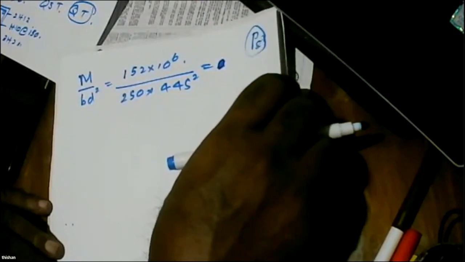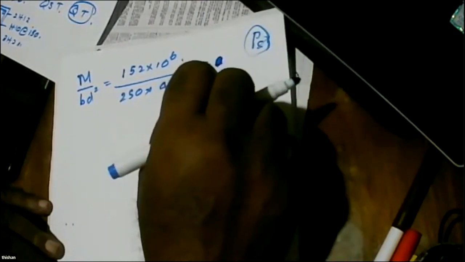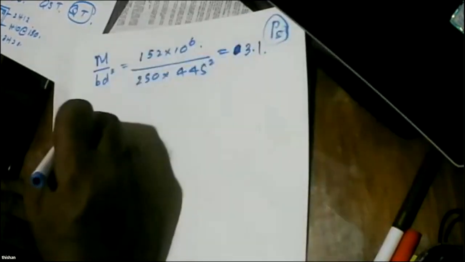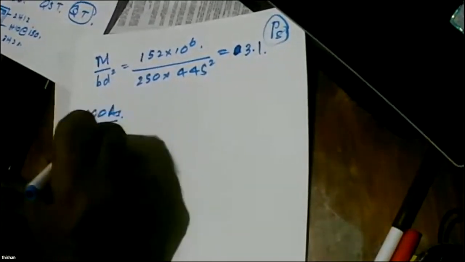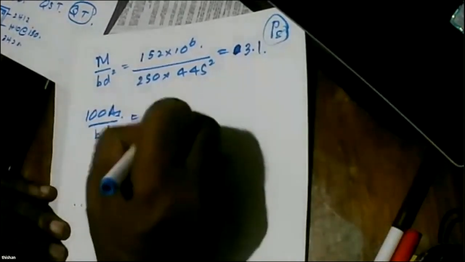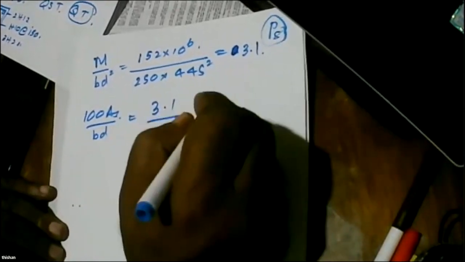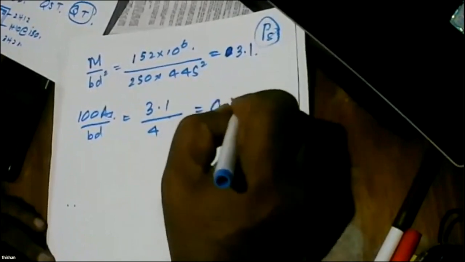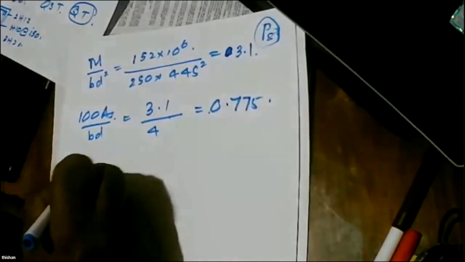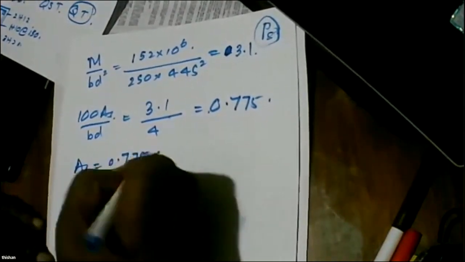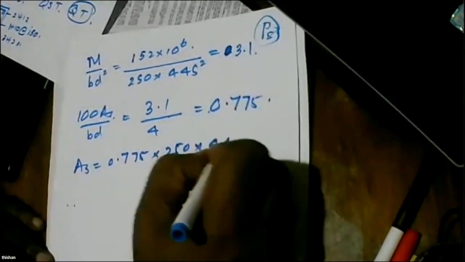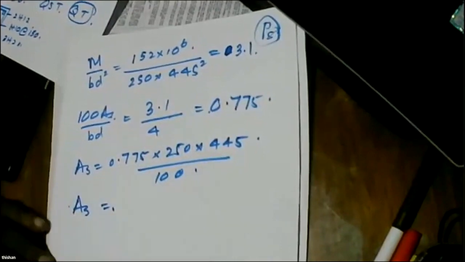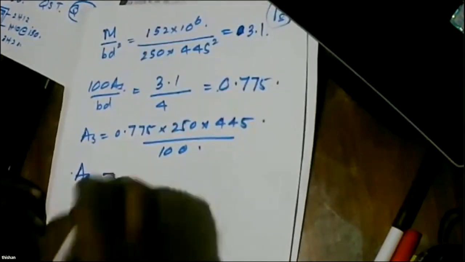2.5. 3.07. Then I say 100 As over bd equals 3.1 divided by 4. What is the answer? 0.775. And As is equal to 0.775 into 250 multiplied by 445 divided by 100. What is the answer? 862.2.